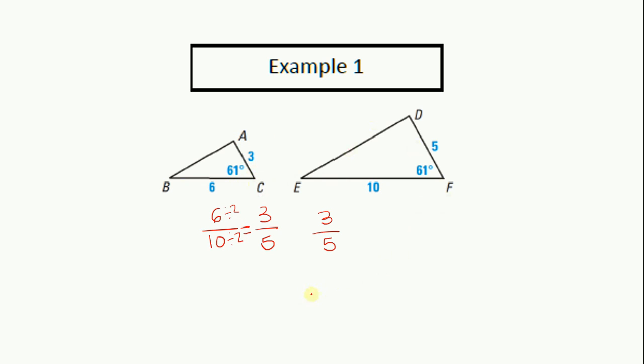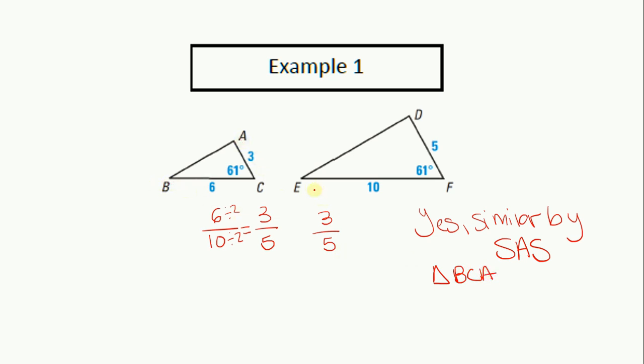So what I can do then is say yes, similar by SAS, side, angle, side. Then let's write our similarity statement. I've got triangle BCA, so I have to do the same thing, EFD, it looks like.